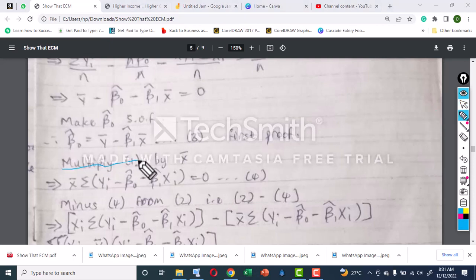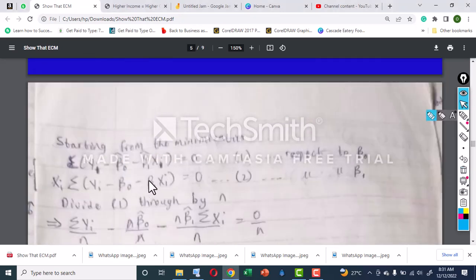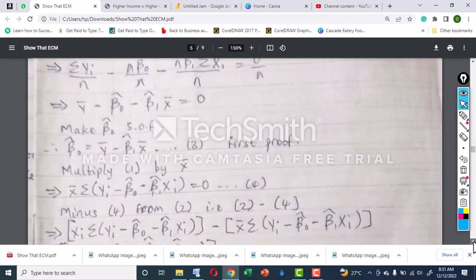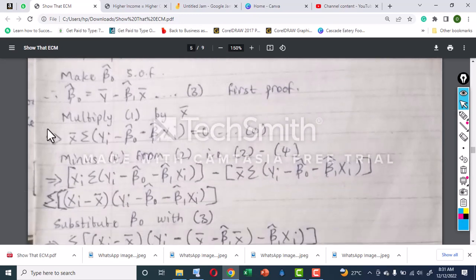You multiply equation 1 by x. So your equation 1, where is it? Come up here. This guy here is your equation 1. You multiply it by x, not just x, mean of x. That's how we get mean of x times this. So that is your equation 4.